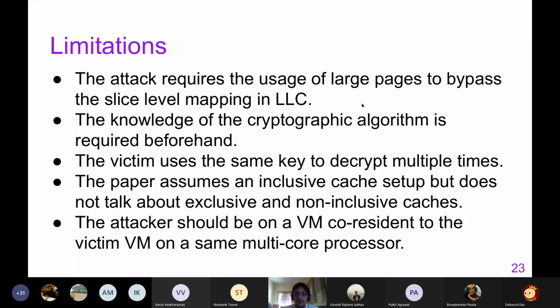Thank you. Yes. So, Rajiv, I have a question. Like the large pages to bypass the slice level mapping. So, what is the page size they have used in this? 2 MB for large pages.